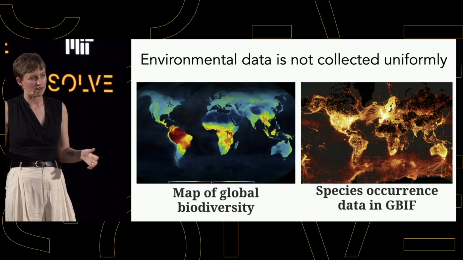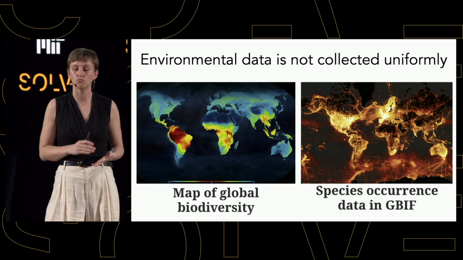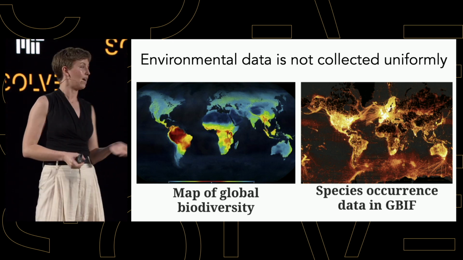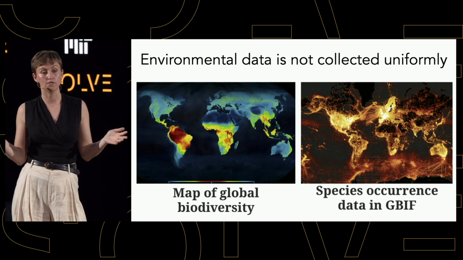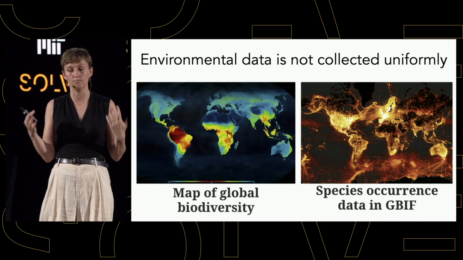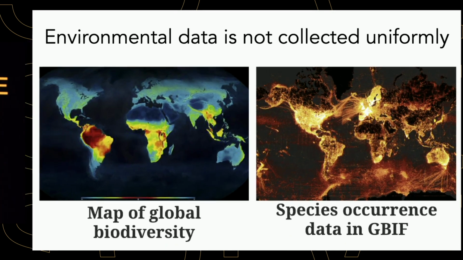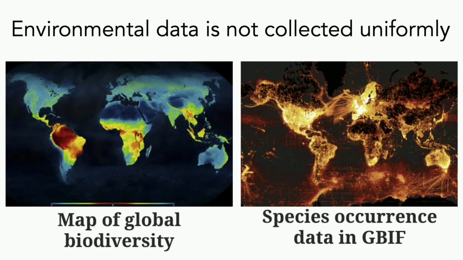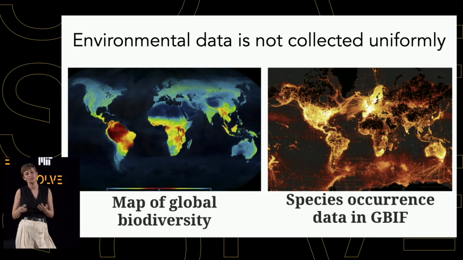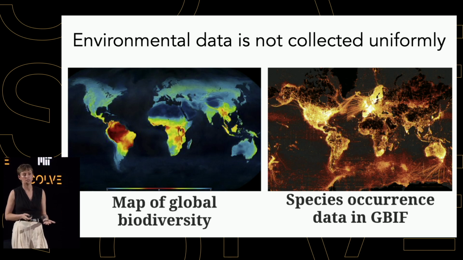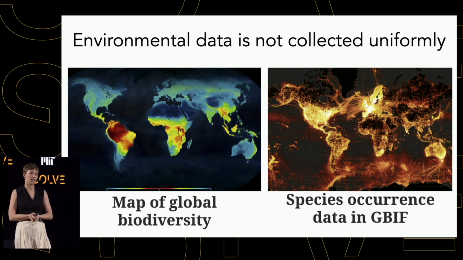But it turns out that environmental data across all of those different data types is really not collected uniformly. We have this estimate on the left of alpha diversity worldwide, which is clearly mostly in the subequatorial tropics. If you look at where we have that species occurrence data in the Global Biodiversity Information Facility, it's almost anti-correlated. So there's clearly a huge need to go out and have these mechanisms for extracting or collecting information in places where we maybe need it most in order to maintain the sustainability and regeneration of biodiversity.